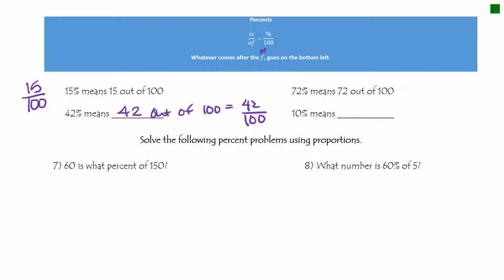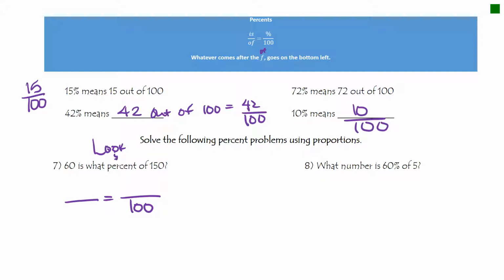72% means 72 out of 100, so 10% is 10 out of 100. All right, so we're going to set this up. We're going to go blank, blank. Here's what we are looking for. We are looking for the word percent or for a percent sign. If that percent is there, we're going to put 100 there.